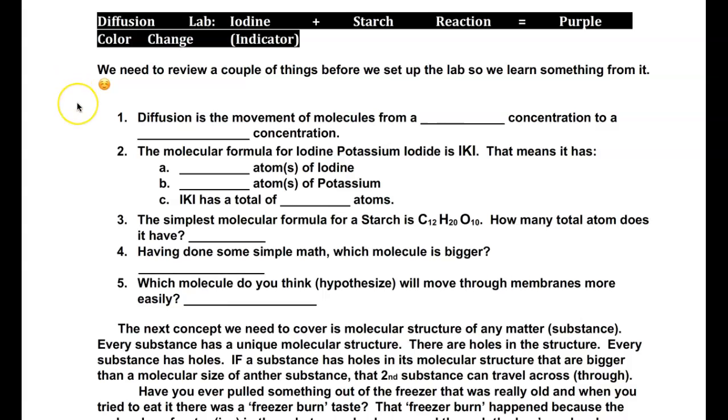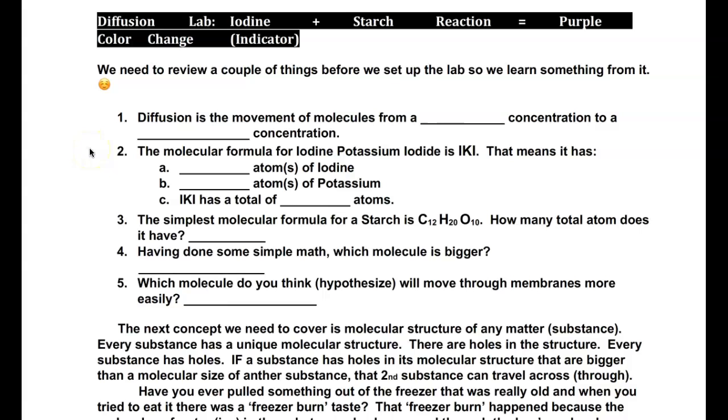But here we go. Number one, diffusion is the movement of molecules from a high concentration to a low concentration. So you're going from an area where it's very crowded, and it's spreading out to an area where it's less crowded. And that happens naturally. That happens free, does not take energy.